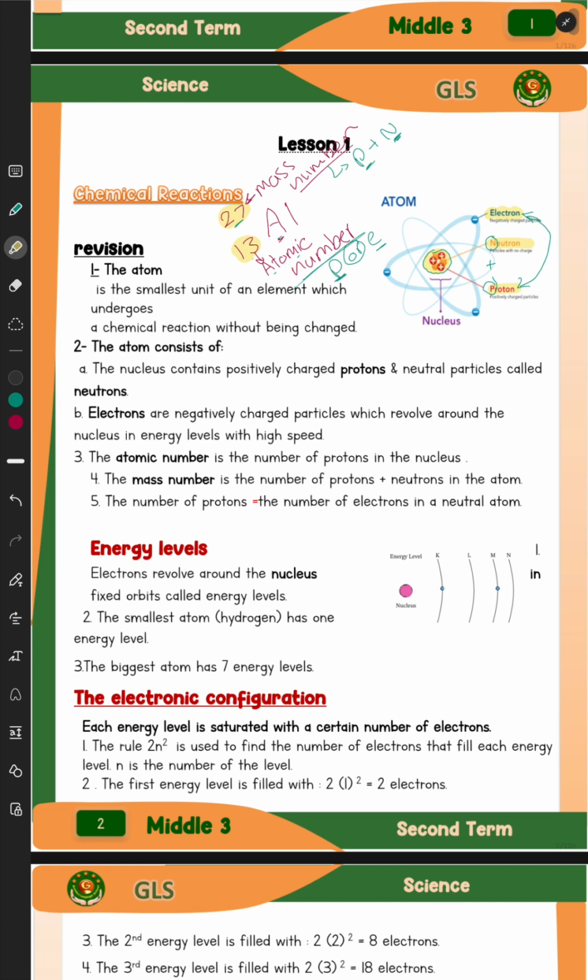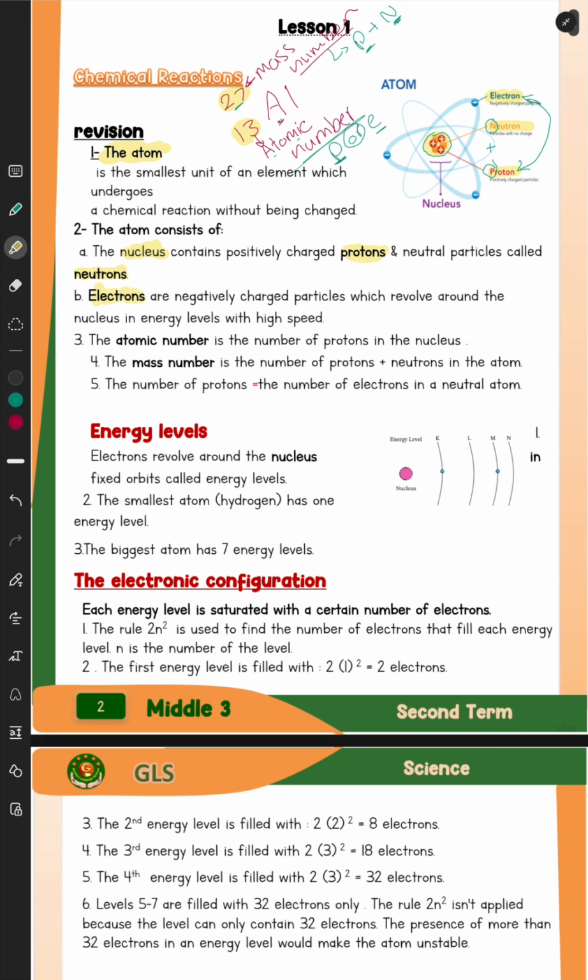So if we look at this revision again, we have the atom. The atom is the smallest unit of an element which undergoes a chemical reaction without being changed. Number 2, the atom consists of the nucleus, which has positively charged protons and neutral particles called neutrons. Outside the nucleus we have electrons, which are negatively charged particles that revolve around the nucleus in energy levels with high speed.